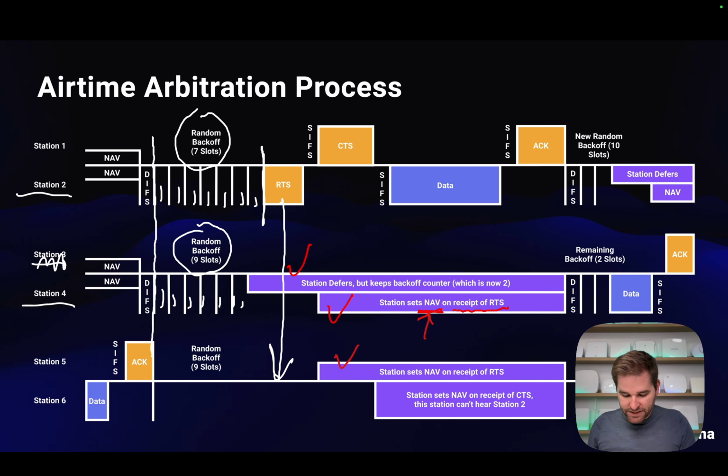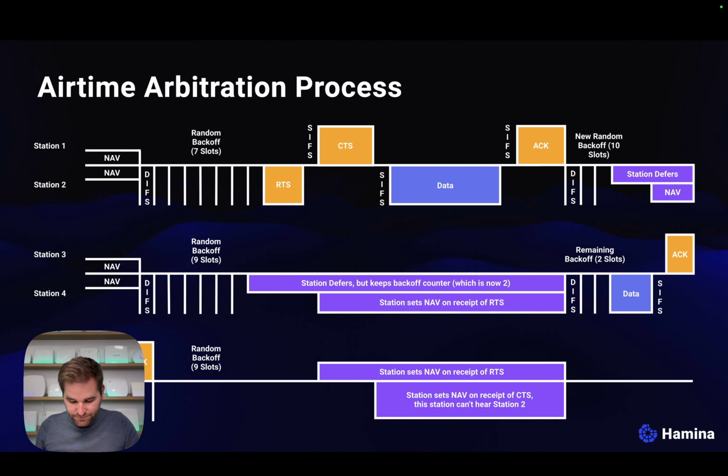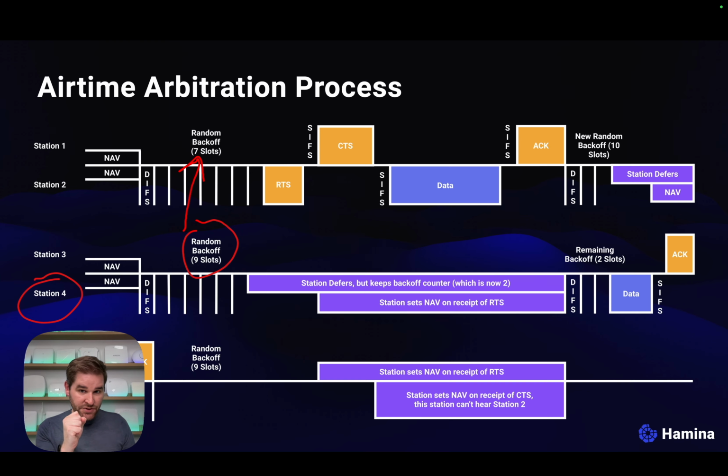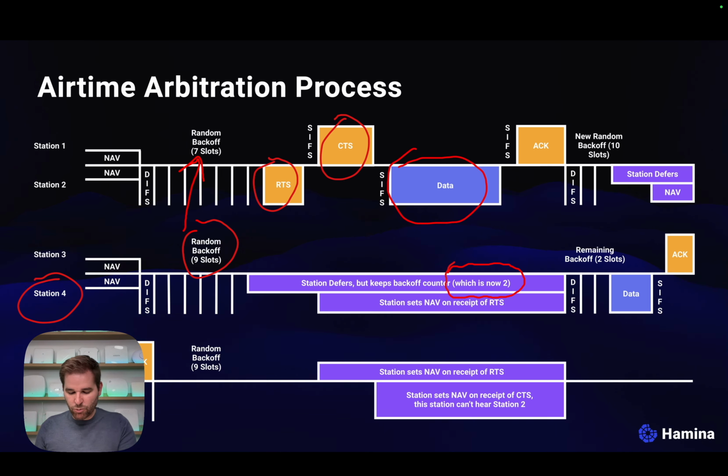Now, notice what happened here with station 4. Station 4 rolled a 9. It counted up to 7. It had 2 slots remaining. It holds on to those 2 slots. So now it says, okay, I just need to wait 2 more slots before I get to talk again. So now station 2, remember it sent its RTS. Station 1 replies with the clear to send. Station 2 transmits its data. Station 1 replies with the acknowledgement, and our NAV timers run out, and there is now another DIFS that tells everyone, hey, there's another opportunity to talk.